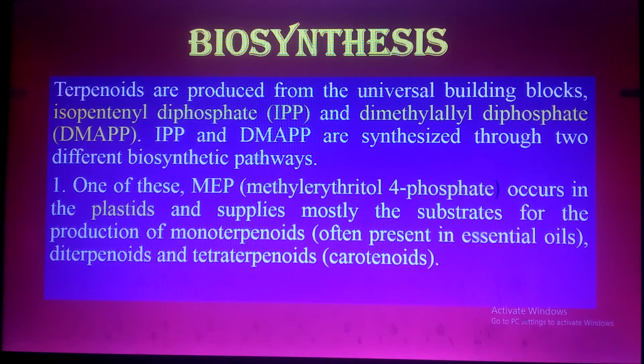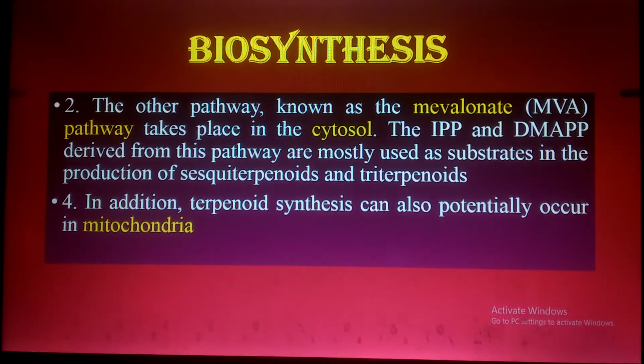So the first pathway is known as MEP, which is methylerythritol 4 phosphate. Okay. Now the second one is the other pathway, which is known as the mevalonate, MVA pathway. It takes place in the cytosol. The first one takes place in the plastids, which is MEP, and then the mevalonate, which is known as MVA, takes place in the cytosol. The IPP and DMAPP, which are the building blocks derived from this pathway, are mostly used as a substrate in the production of the sesquiterpenoids and triterpenoids.